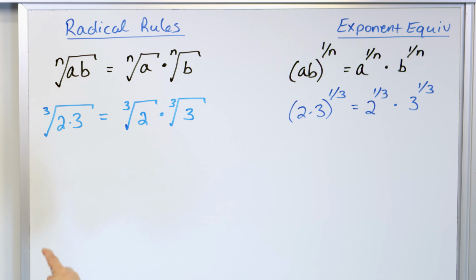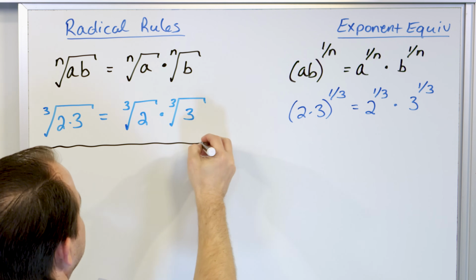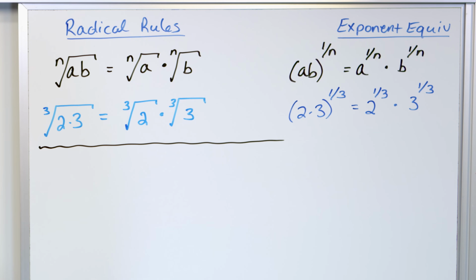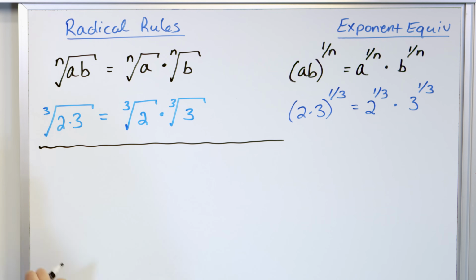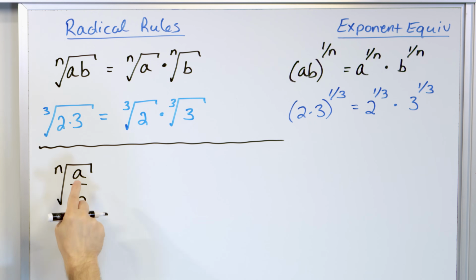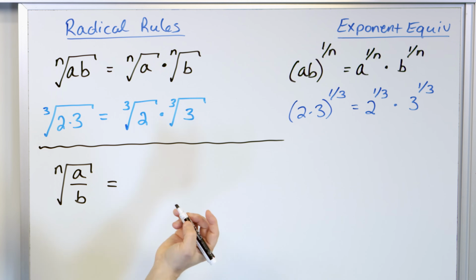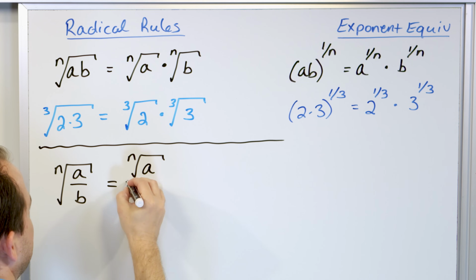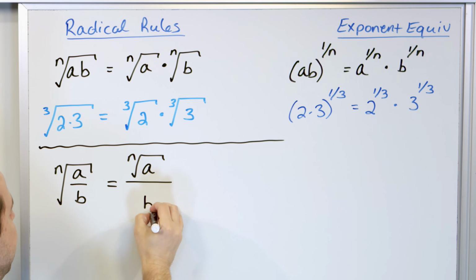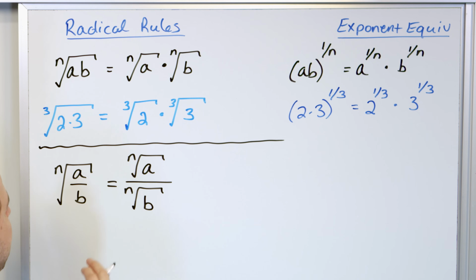All right, so all of that talking was really just to talk about the very first property here. The next property is the following thing. So here's what happens if I have two things multiplied together under a radical. Next I want to do what happens if I have two things divided under a radical. So I have the nth root of a fraction, a divided by b. So what this means, and you'll see in a book, is the nth root of a can be brought as its own radical, and the nth root of b can be brought as its own radical.